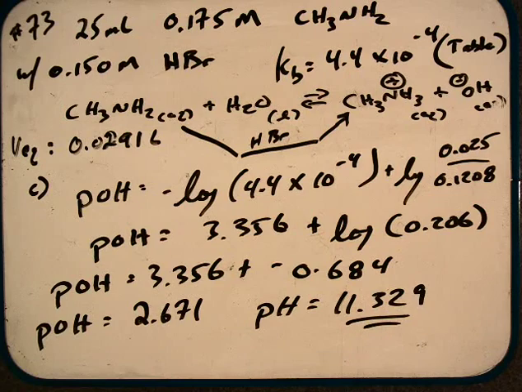We should expect it to be basic because we have not reached the equivalence point, right? And so that means we still have excess parent base. And so we see that with our basic pH. So that's part C.